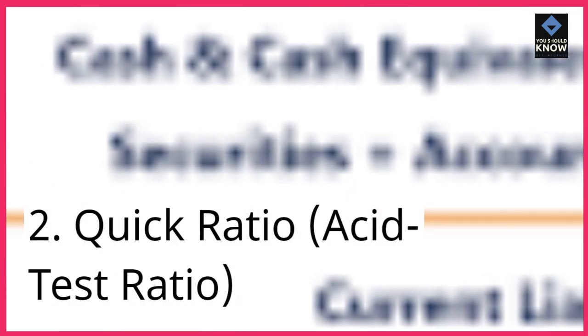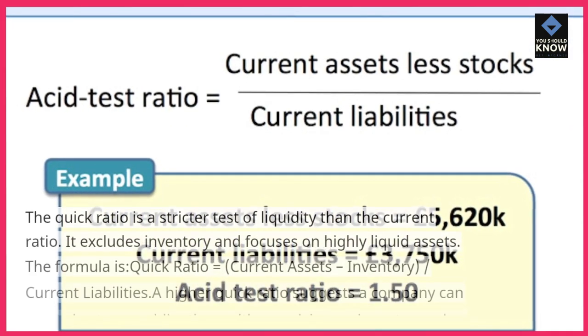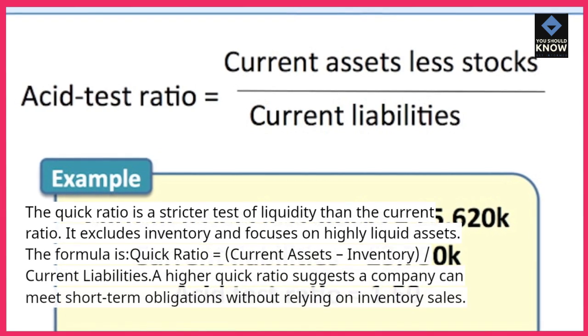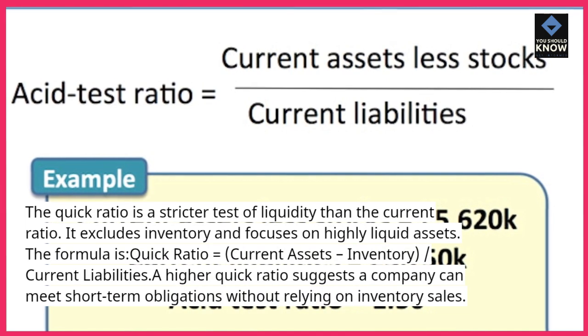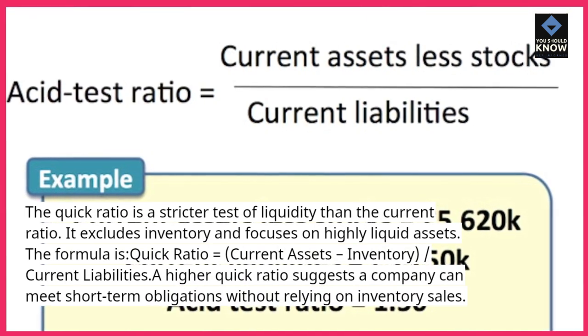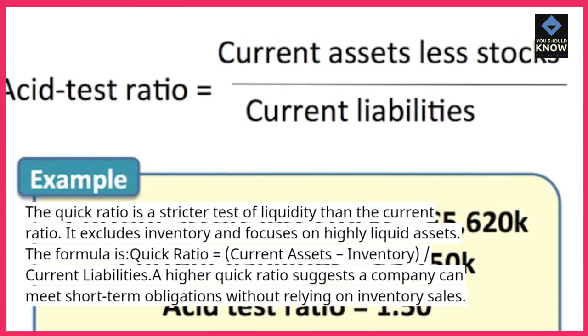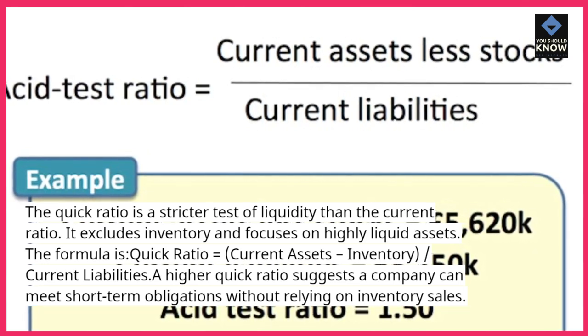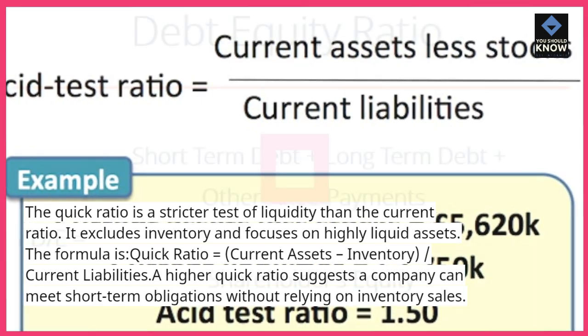2. Quick ratio, or acid test ratio. The quick ratio is a stricter test of liquidity than the current ratio. It excludes inventory and focuses on highly liquid assets. The formula is quick ratio equals current assets minus inventory, divided by current liabilities. A higher quick ratio suggests a company can meet short-term obligations without relying on inventory sales.